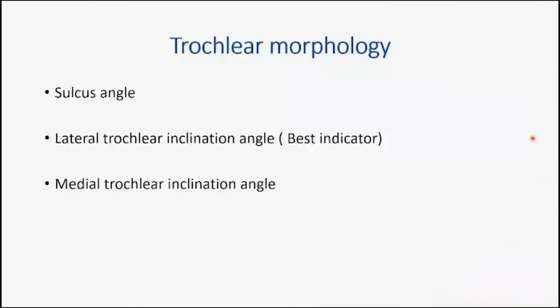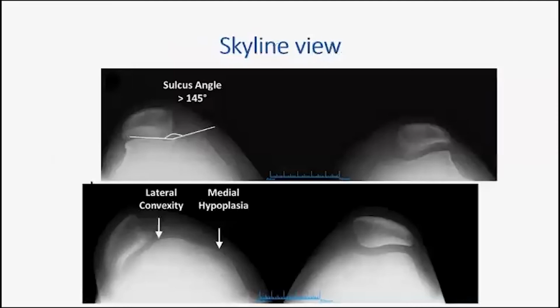And also trochlear morphology can be assessed using the sulcus angle, the lateral trochlear inclination angle, and medial trochlear inclination angle. And skyline view can show us the sulcus angle and other things like lateral convexity, medial hypoplasia, and patellar tilt.